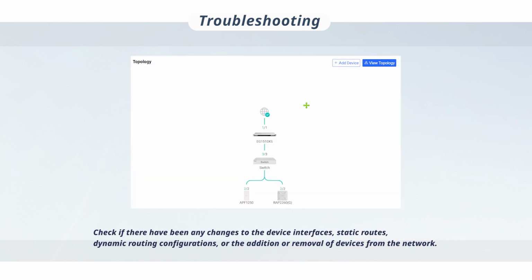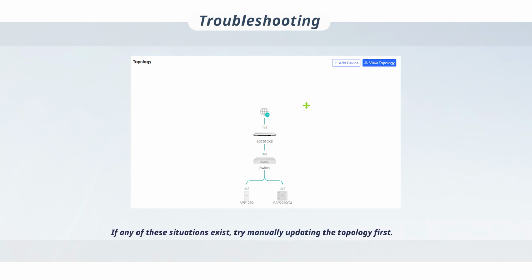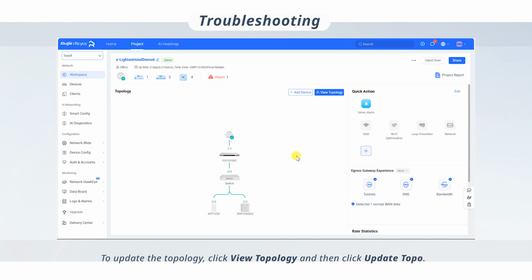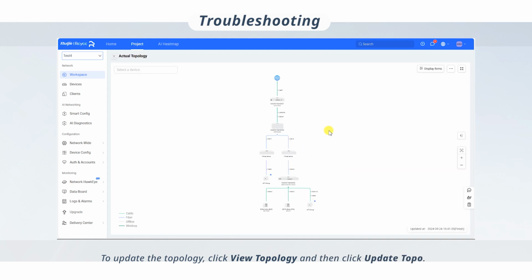Check if there have been any changes to the device interfaces, static routes, dynamic routing configurations, or the addition or removal of devices from the network. If any of these situations exist, try manually updating the topology first. Failure to update the topology may result in displaying previously calculated topology results, which may not accurately reflect the actual network topology. To update the topology, click View Topology, and then click Update Topo. Once the update process is complete, check if the topology display is normal.